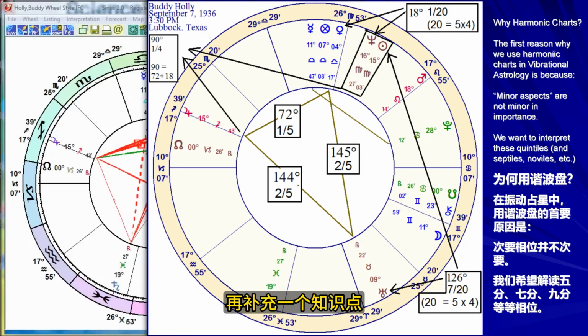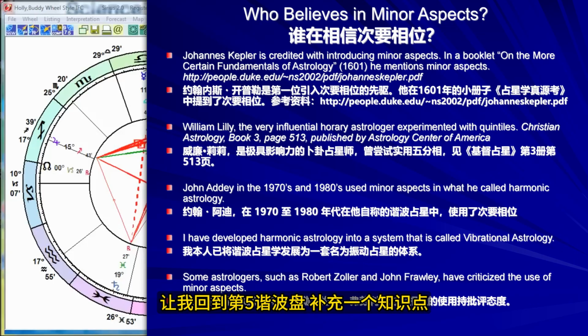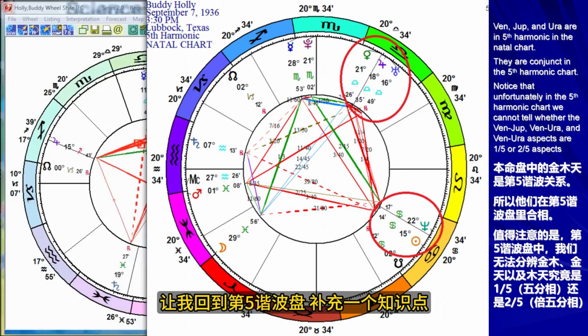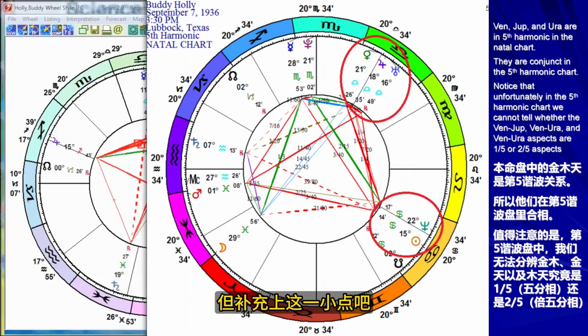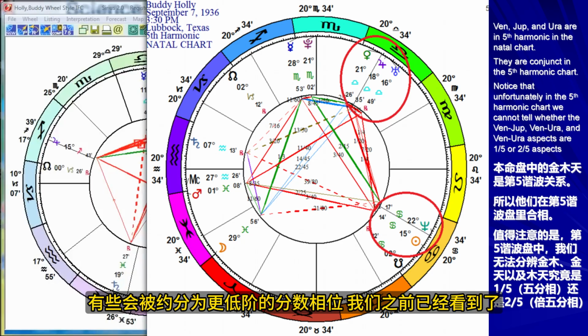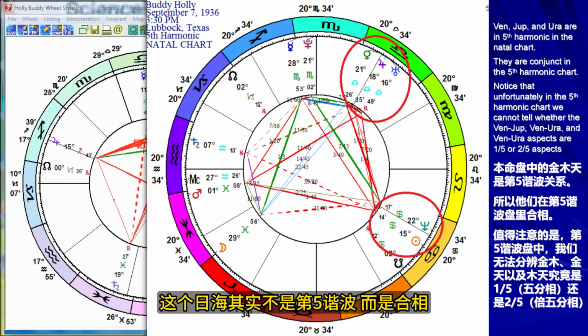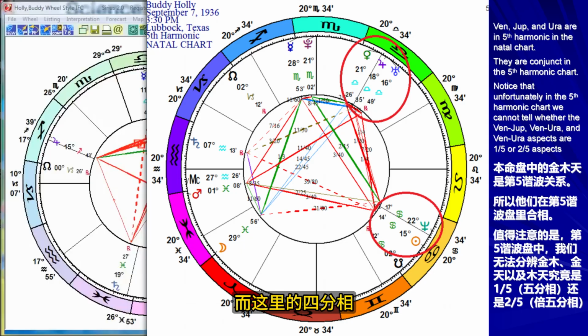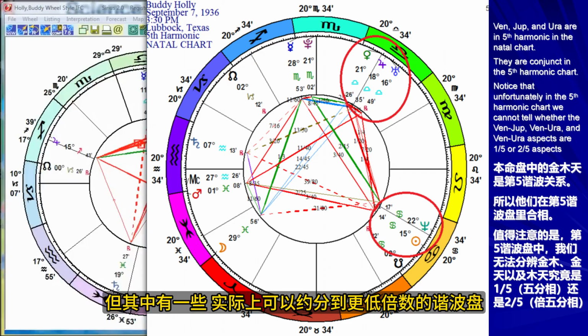And one more thing. Let me go back to the 5th. And one more thing, and I think we've done enough for one video. I've covered a lot of material here. One more thing. Some of these aspects reduce to lower fractions. We've already seen that. This Sun-Neptune is actually not 5th. It's a conjunction. And some of these squares, a square in the 5th harmonic means that the planets are driven to be creative, but some of them actually reduce to a lower harmonic.